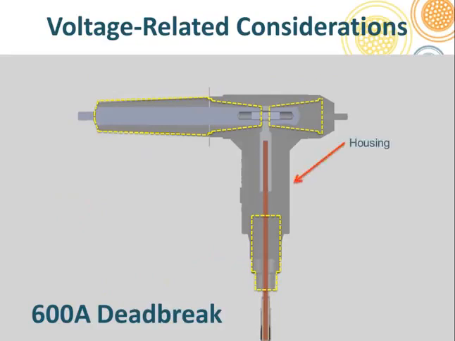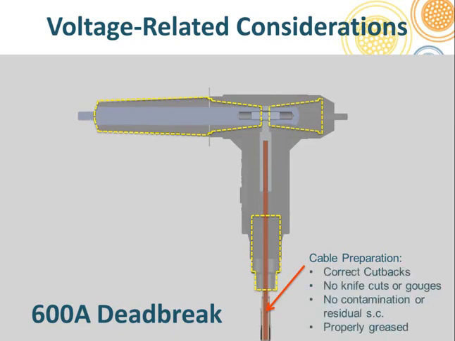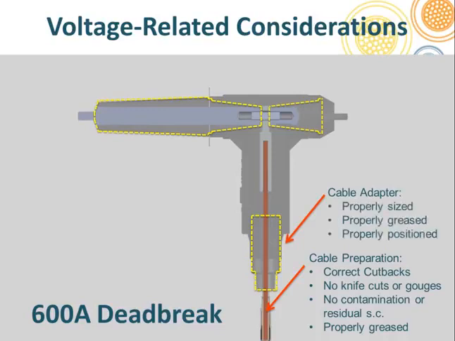So, in the 600 amp dead break connectors, we've identified the housing, the bushing, and the epoxy plug, and the cable adapter. Cable preparation, there's no sense in going through that again. Exactly the same thing as we just talked about. The cable adapter, we've talked about this also. Cable adapters have a sizing just like the elbows. You got to make sure it's sized properly, greased properly, positioned properly.